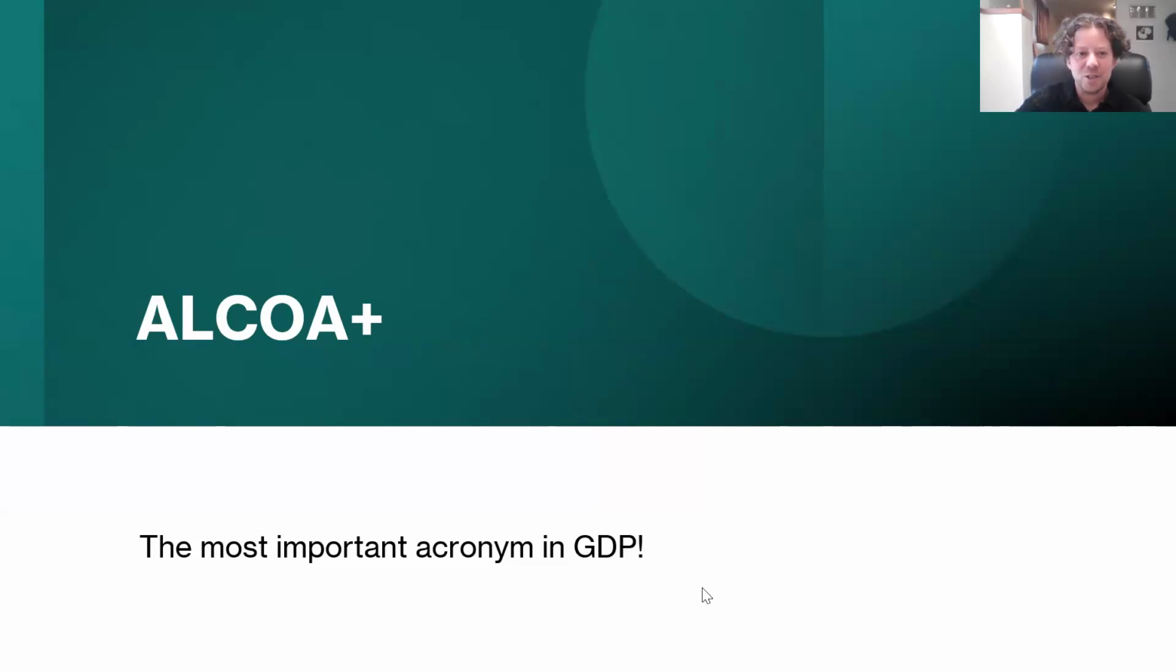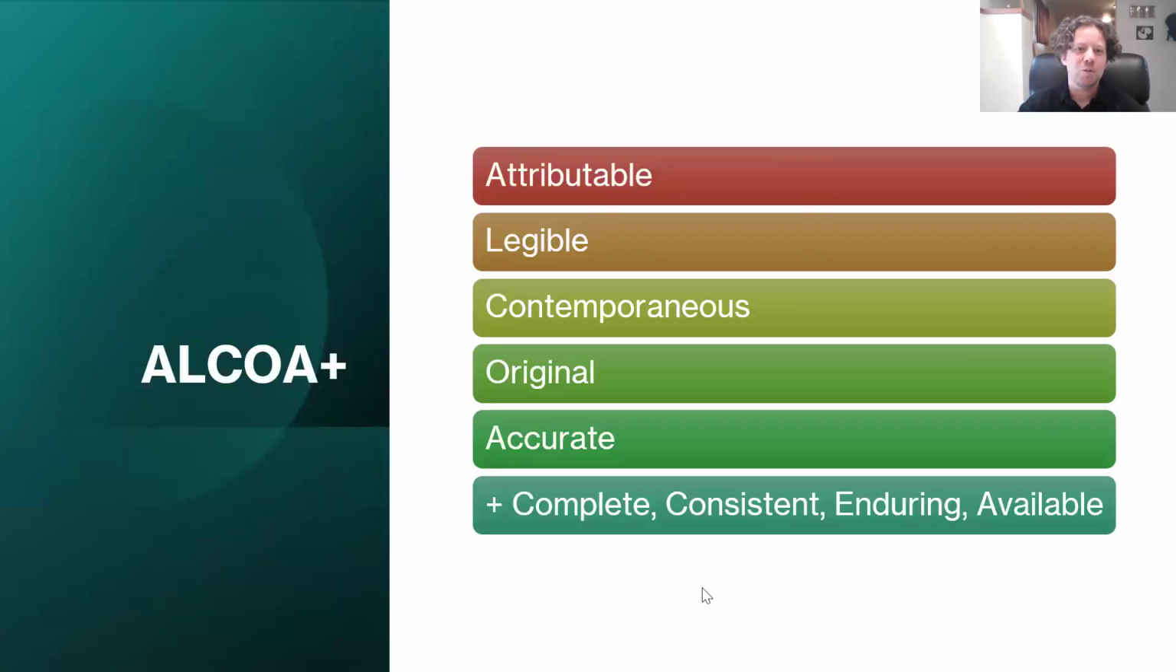Okay, well, let's just get into it then. So here we go. ALCOA is attributable, legible, contemporaneous, original, and accurate. And then the additional plus at the end now stands for complete, consistent, enduring, and available.